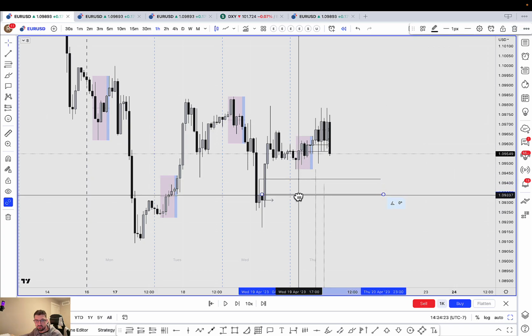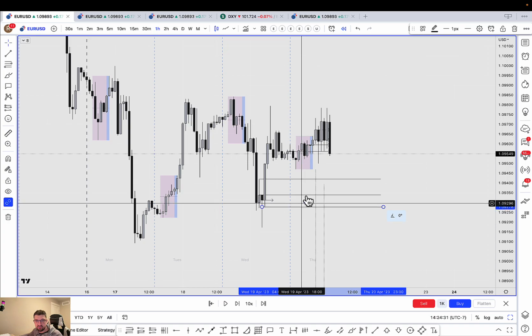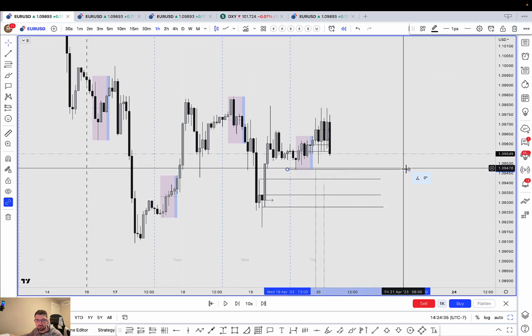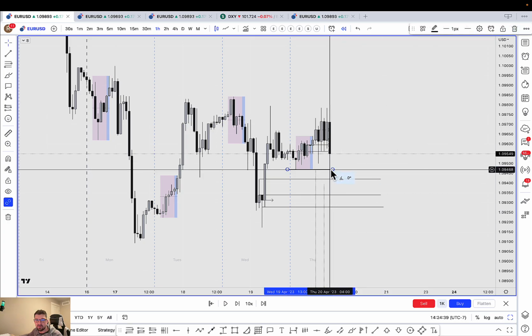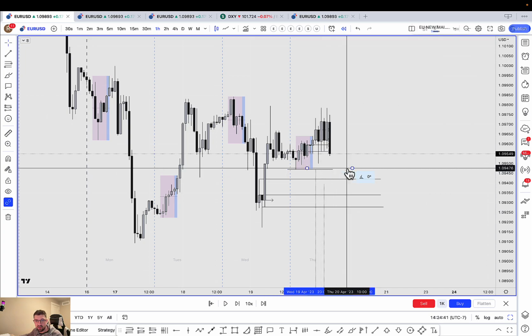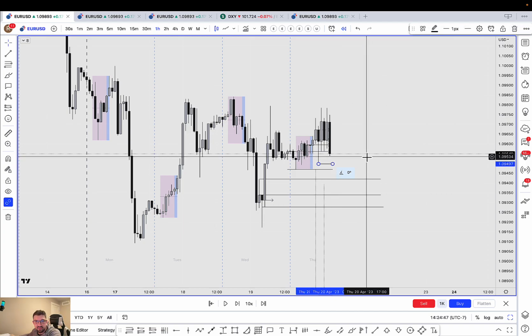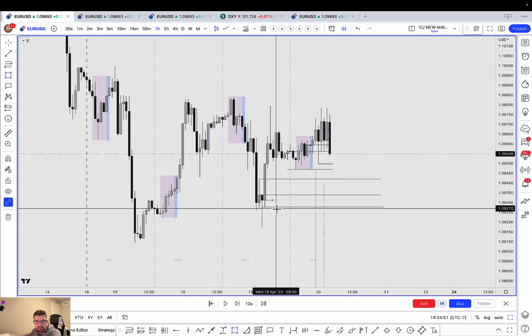This down here would be our imbalance fill, and then down here is a point of inducement. Then we have our Asia lows, which is a medium liquidity. And then we have another inducement here. So there's a couple of things going on here, and we're going to get into all that in a sec.